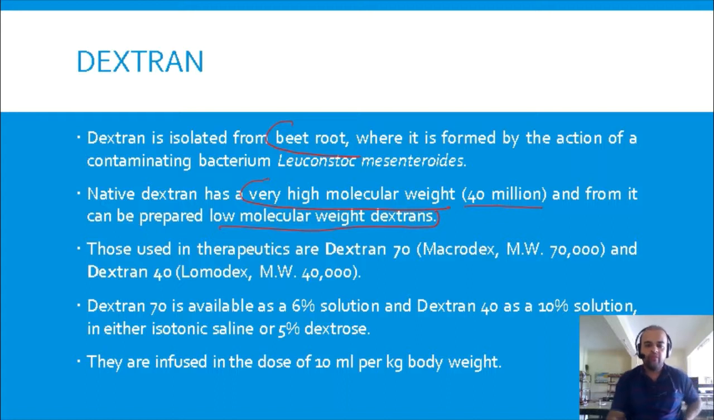Okay, so we have two forms of it, that is Dextran 70 and Dextran 40. This 70 and 40 indicates its molecular weight. So Dextran 70 has a molecular weight of 70,000, and Dextran 40 has 40,000. Dextran 70 is available as a 6% solution, and Dextran 40 as a 10% solution, and it is to be prepared in isotonic saline or 5% dextrose. They are infused in the dose of 10 ml per kilogram of body weight.